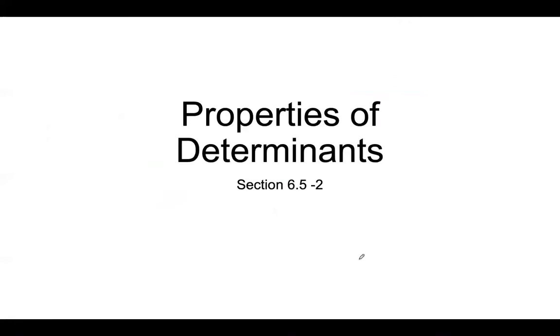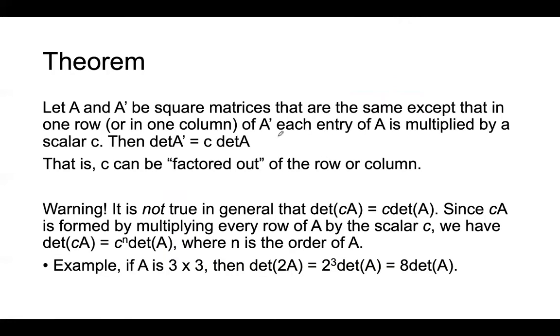Properties of determinants, our second section. Suppose we have 2 square matrices, A and A prime, and they are the same, except that in one row or one column, each entry of A prime is a multiple of a scalar C of the corresponding entry of A. So one specific row or column is a multiple, not the whole thing. This C can be factored out of the row or column. It does not mean that the determinant of CA is equal to C times the determinant of A. It just means one specific row can be factored out.